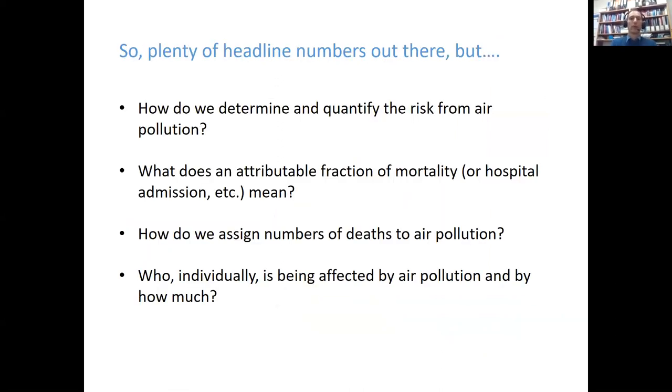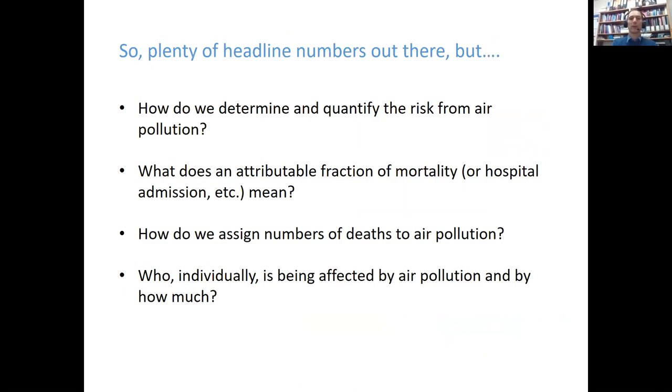So for the rest of this talk, I'm going to try and dissect how do we determine and quantify the risk from air pollution. What does an attributable fraction of mortality, or indeed a hospital admission, mean? How do we assign numbers of deaths to air pollution? And who individually is actually being affected by air pollution and by how much? And I'll end by a few words about communicating these numbers associated with air pollution.